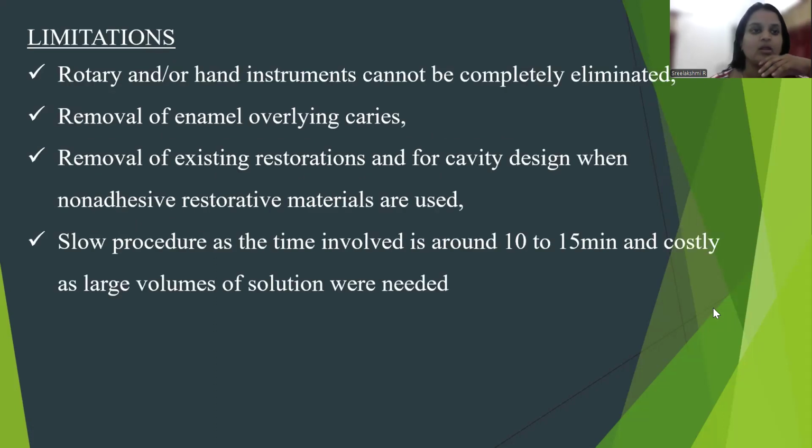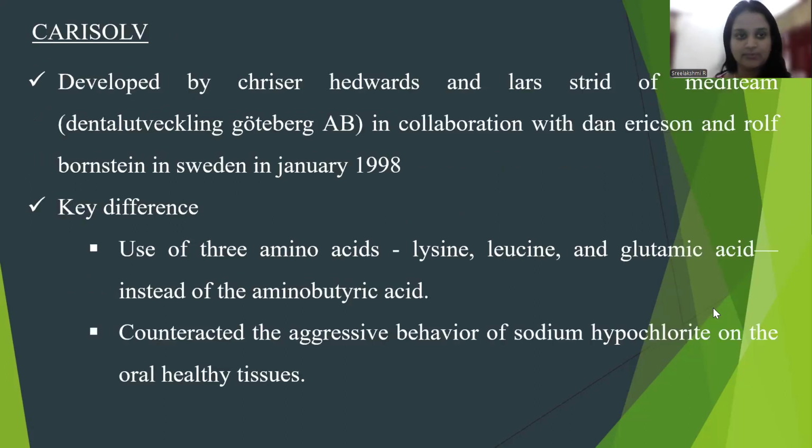in the cavity. But still, there are limitations. Rotary or hand instruments cannot be completely eliminated. The usage of rotary instruments is still needed for removal of enamel overlying caries, removal of existing restorations, and for cavity designs when non-adhesive restorative materials are used. It is a slow procedure, as the time involved is around 10 to 15 minutes, and costly, as large volumes of solution were needed, because this was a solution in nature. If you use a gel, only a minimal quantity is needed.